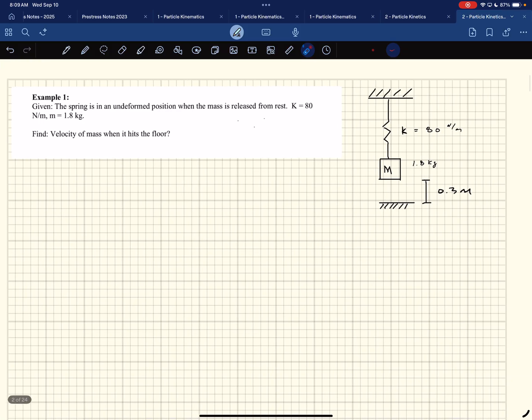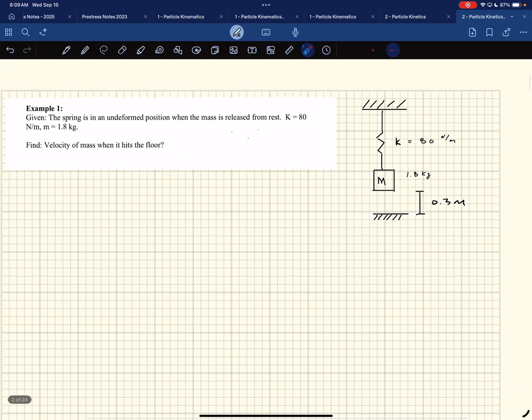So all they tell us right now, they don't tell us that acceleration equation. We have to come up with it. So the spring is in its undeformed position when the mass is released. K is given as 80 newtons per meter. The mass is 1.8 kilograms, and we're supposed to find the velocity of the mass when it hits the floor. So it's going to come down, it's going to hit that floor. What is the velocity when it reaches that?